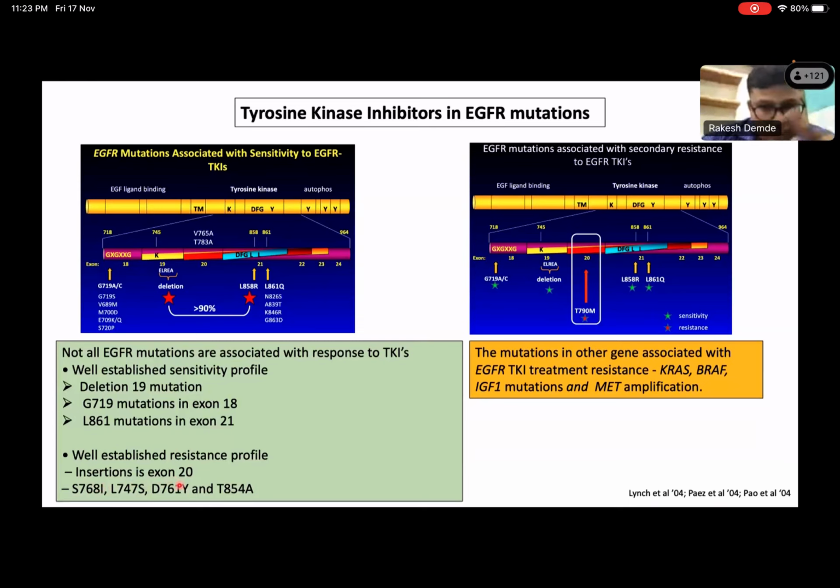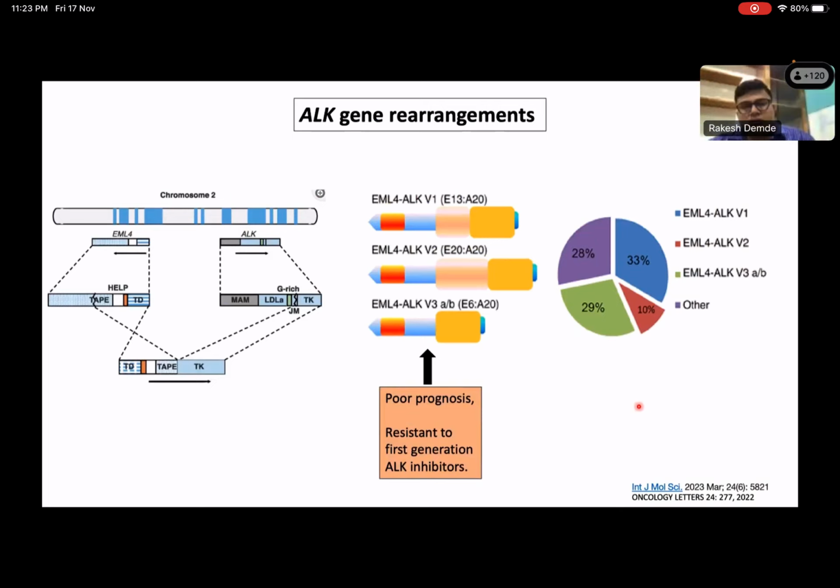Apart from EGFR mutation, where the TKI doesn't work, you can get mutations in other RTKs like KRAS, BRAF, insulin-like growth factor, and MET amplification. So these are also resistance mutations which the lung adenocarcinoma cell acquires, and your EGFR tyrosine kinase inhibitor doesn't work. The next, after EGFR, we see a lot of ALK gene rearrangement in lung adenocarcinoma.